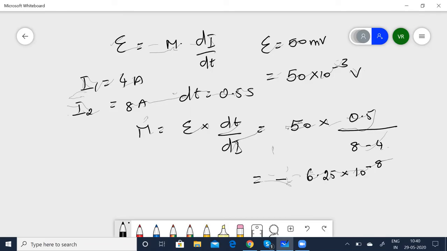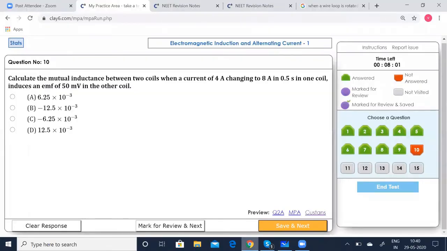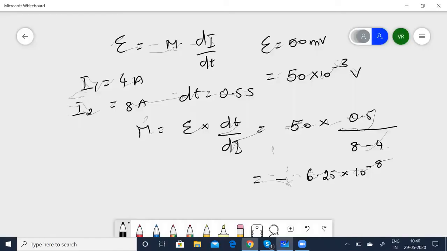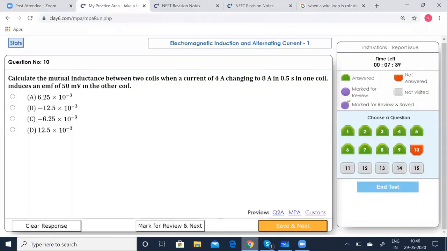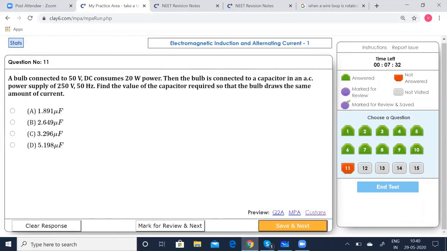Just a second, children. Changes when a current of 4 amperes changing to 8. All right. So again, here we will have to be careful with the symbol. It is minus here. So I forgot to make the symbol here. So we have a minus symbol here. So again, look into the options. You have two options here, 6.25 into the power of minus 3 and minus 6.25 into the power of minus 3. So choose that. Go to the next.